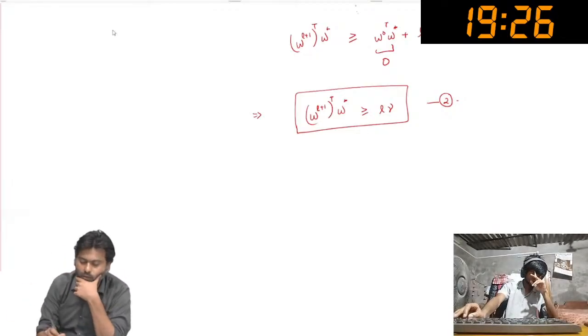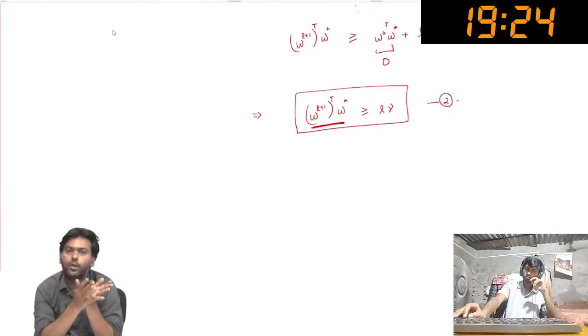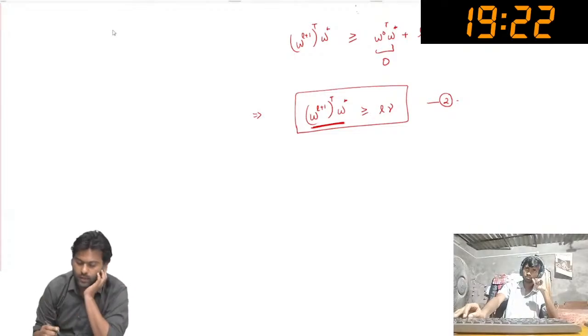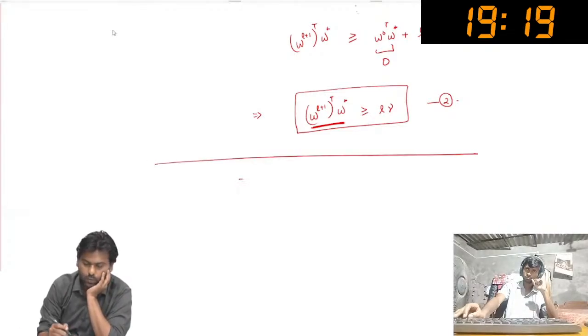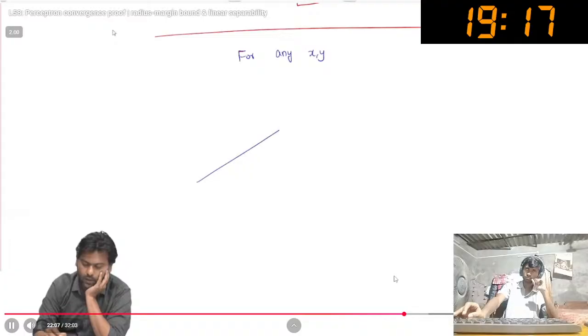Well, we can combine this if we can get a bound on the dot product with W star as a function of the length of W_L itself. But that's not too hard to do, right? So for any x comma y, let me put this in a different color. So let's say we are here.